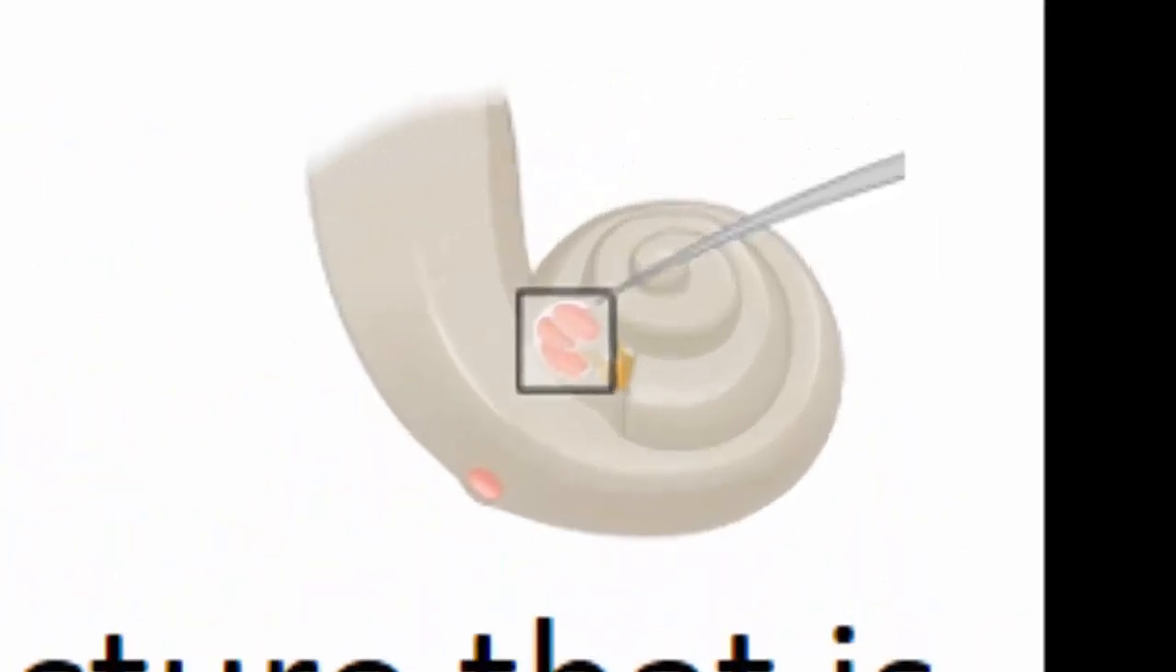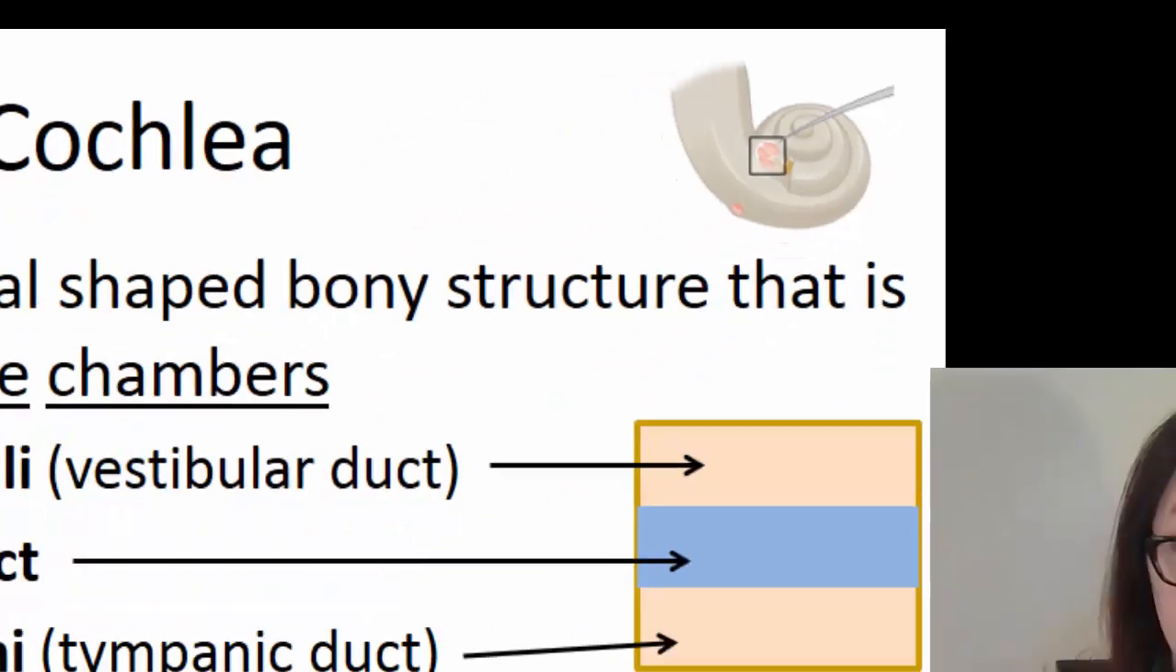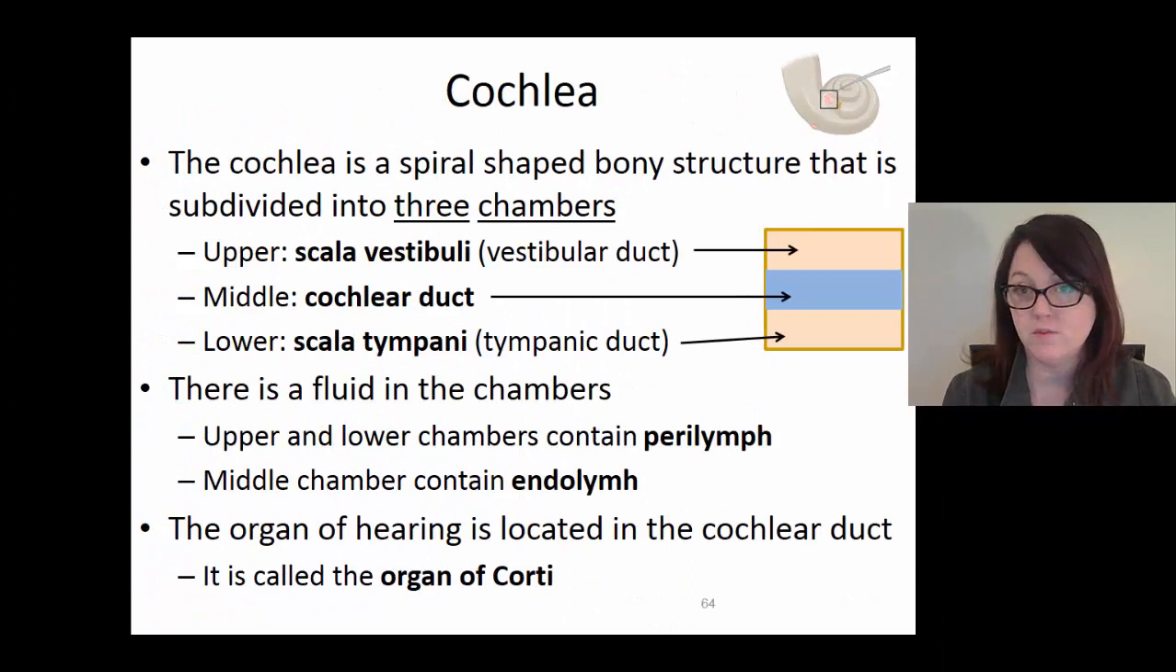Now, if we were to look inside the cochlea, we would see that it contains three chambers: an upper chamber called the scala vestibuli, a middle chamber called the cochlear duct, and a lower chamber called the scala tympani. And there's fluid inside of all of these chambers. The scala vestibuli and the scala tympani contain a fluid called perilymph, and the cochlear duct contains a fluid called endolymph. And these two fluids are different in their composition, and they're different from other body fluids too.